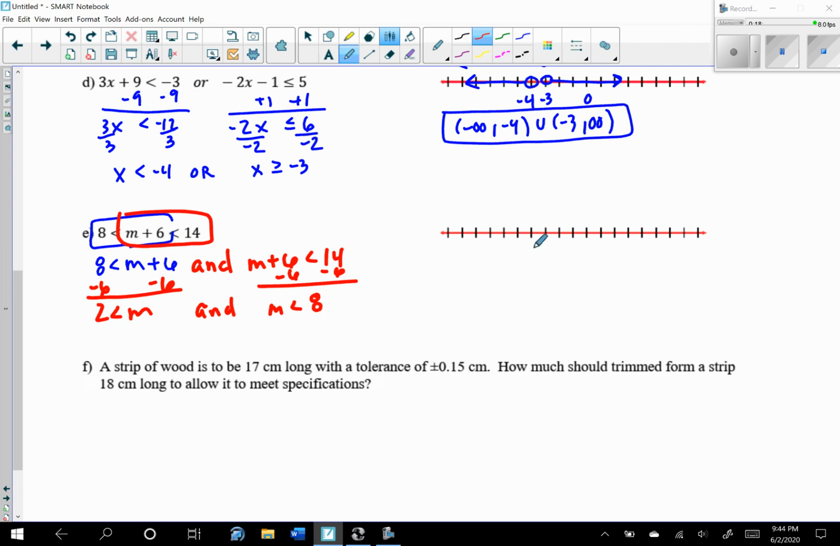So on my number line, we have 2 and 8. So at 2, we have an open circle, and it says that m is greater than 2. And over here we have 8, which is an open circle, and values less than 8. This is an AND problem, so we want to shade where the two overlap, which is from here to here and in between. So all these values. So the interval notation would be parenthesis 2 to 8 parenthesis.